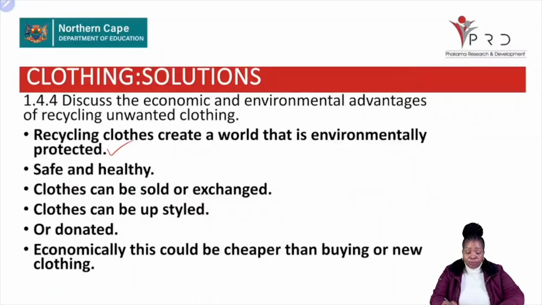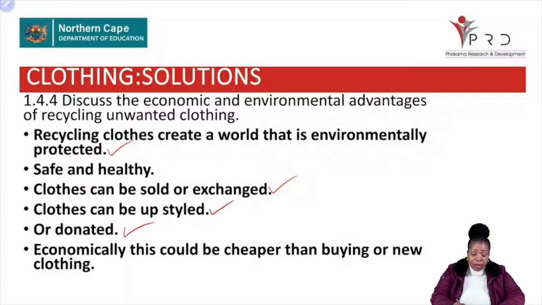We can also sell or exchange our clothes, right? Sometimes old clothes are sold and they benefit other people, right? And clothes can be upstyled. I've seen other people, if they've got jeans and they think maybe they are torn on the knees, especially for children, you can cut them and make shorts out of them. Make something or style it up and make it look different, right?